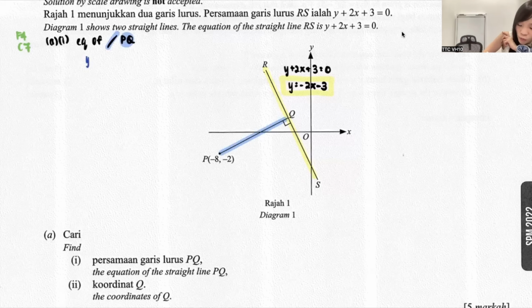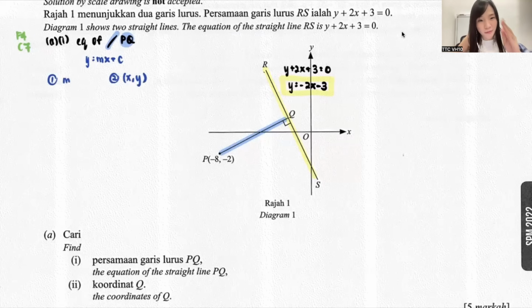Straight line equation always called what? Y equals to mx plus c. So I always tell my students, whenever you want to find y equals to mx plus c, you must have 2 things. First thing, you must have the gradient. Second thing, you must have the coordinate. There's always standardized one. You must have these 2 things, okay?